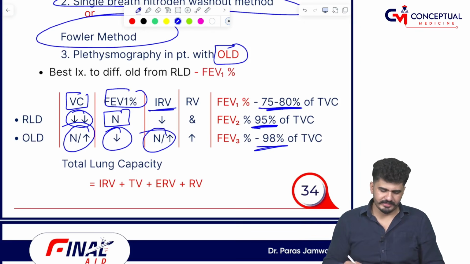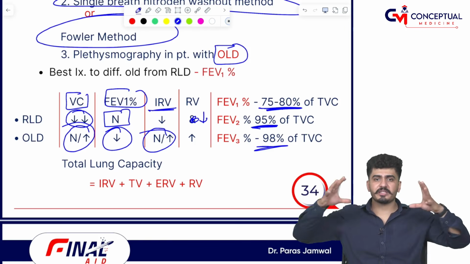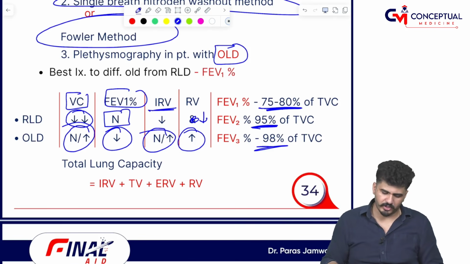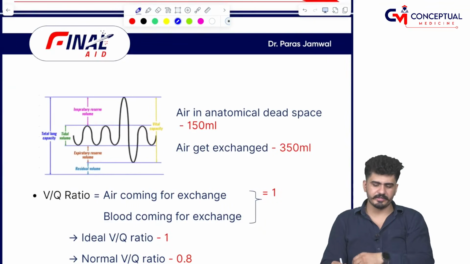Residual volume, you will see, in the restrictive lung disease will be decreased. And in obstructive lung disease, the residual volume, where the lung is becoming big like in emphysema, will be increased. So make sense, make logic. Total lung capacity, a mixture of all, approximately 7 liters is going to be there.